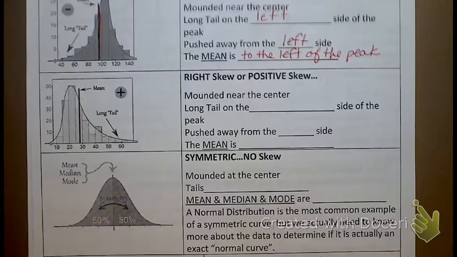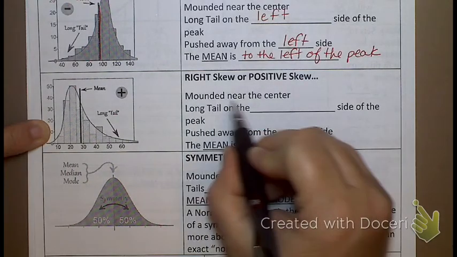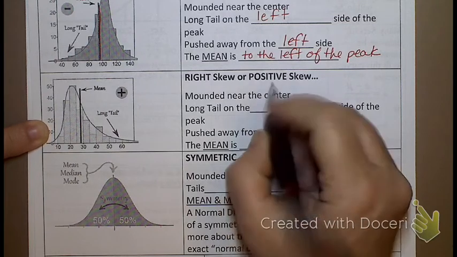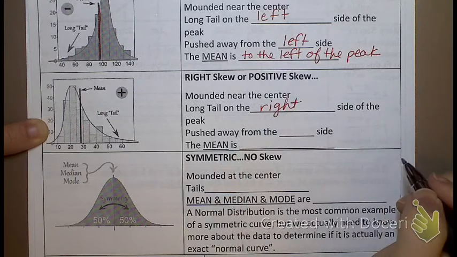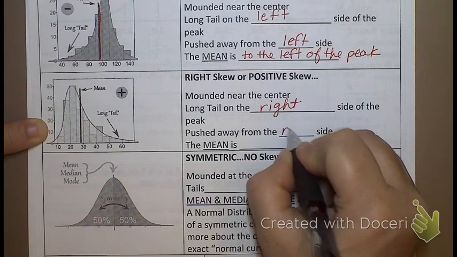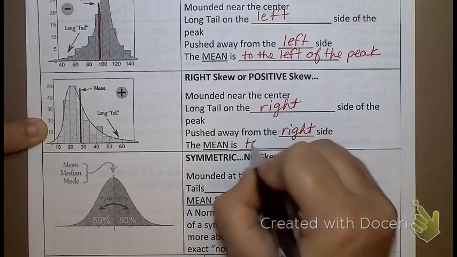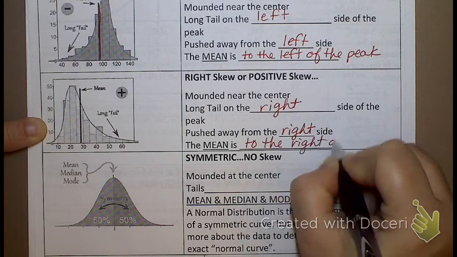Okay, let's look at the next one. We have a right skew. It is mounted near the center, however, it has a long tail on the what side? Right side. It is pushed away from the right side. And the mean is what? To the right of the peak.